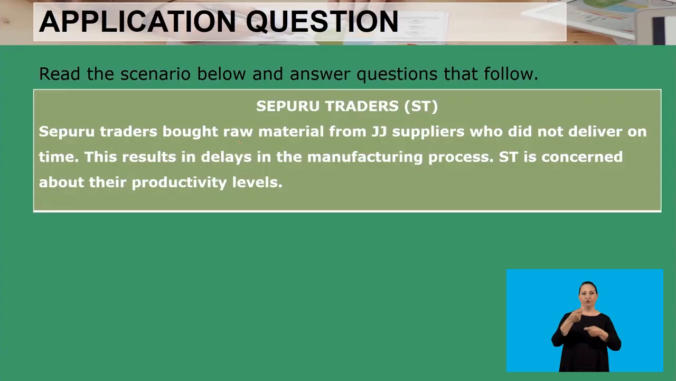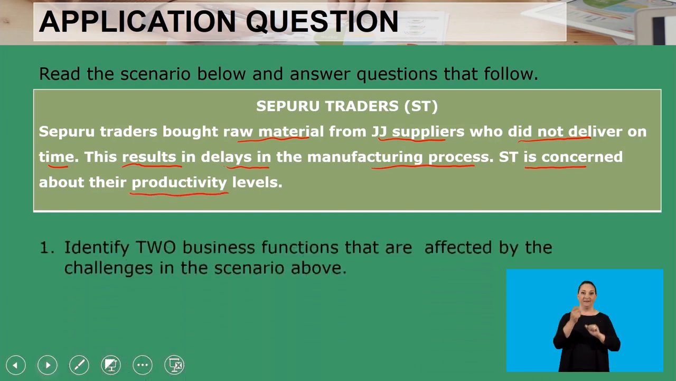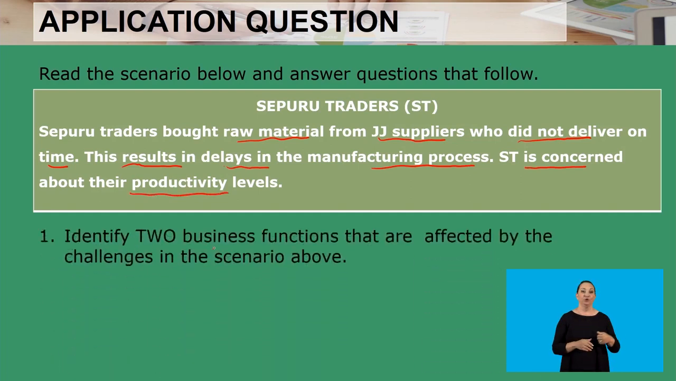Sipuru Traders bought raw material from JJ suppliers who did not deliver on time. This results in delays in the manufacturing process. ST is concerned about their productivity levels. That is our scenario over there. Let us see now the question. Identify two business functions that are affected by the challenge in the scenario above.